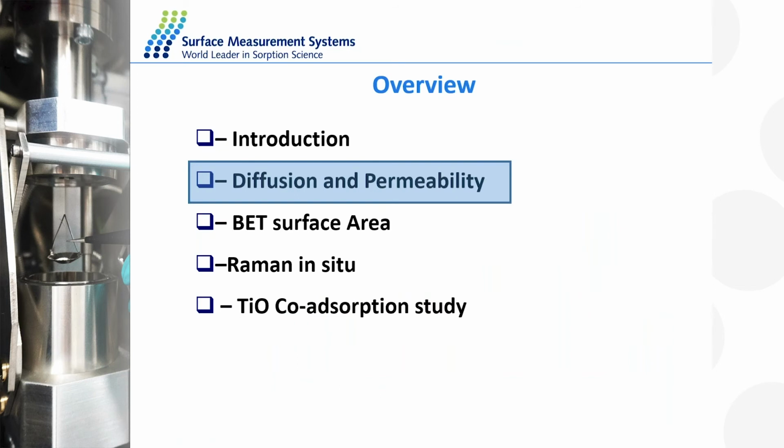Now we are going to talk about different types of applications. So the first application that I'm going to show you today is a study of diffusion and permeability. I'm going to give you an example of how we usually study diffusion and permeability with a single component, and then I'm going to give you an example of a multi-component experiment.